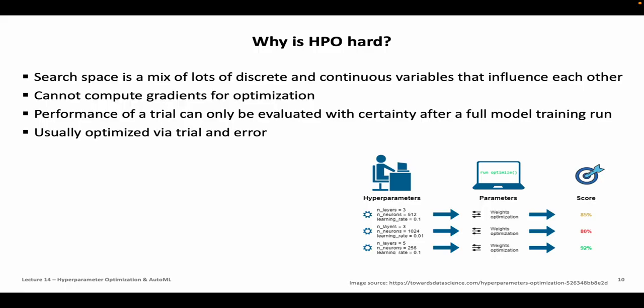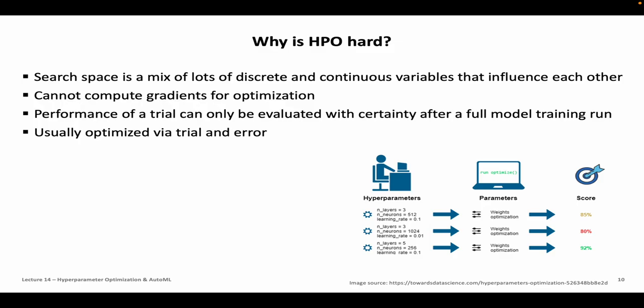Now, the main reason why hyperparameter optimization is hard is that the search space is often a mix of lots of different types of parameters. So the number of layers is, of course, a discrete value, while the learning rate is usually a continuous value. And in these settings, you cannot compute gradients like we do with gradient descent to find a minimum. So instead, we need to look at other methods to find a minimum here.